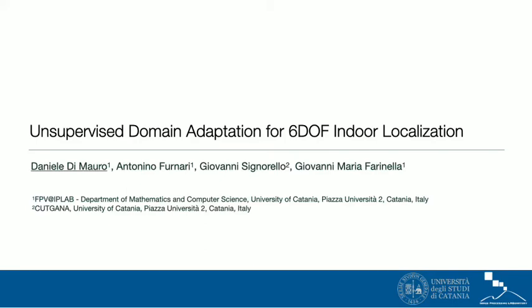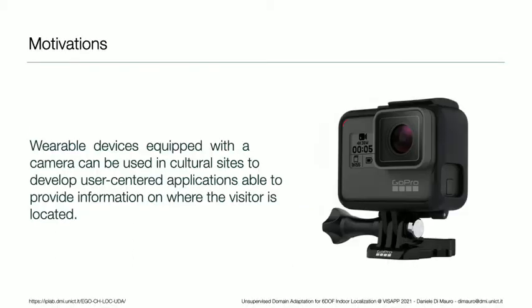Hello, I'm Daniele Di Mauro and I'm presenting the work on supervised domain adaptation for 6 degrees of freedom indoor localization. Wearable devices equipped with a camera can be used in a cultural site to develop user-centered applications able to provide information on where the visitor is located. Since collecting and labeling large datasets of real images is costly and time-consuming, we investigate whether the use of synthetic images can be useful to achieve good localization performance on real data.